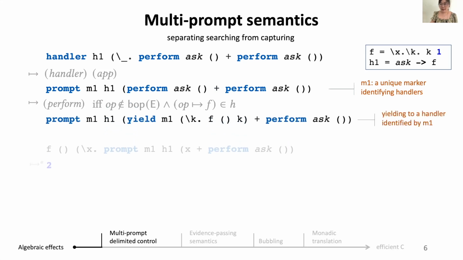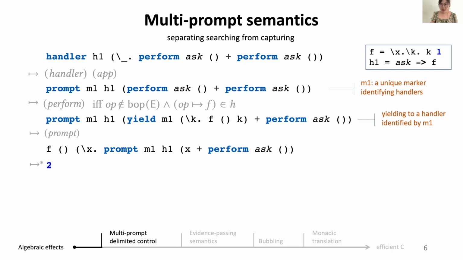We can also apply the operation implementation to the argument, and it now only waits for the resumption K. Now, prompt will handle yield, where we will capture the resumption and evaluate to the same expression as before, except we have replaced the handle with prompt.